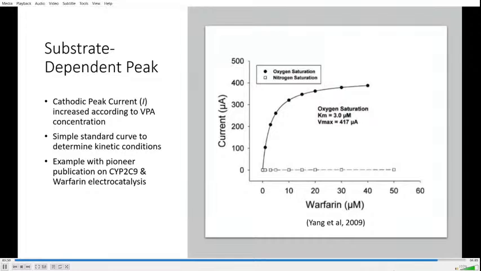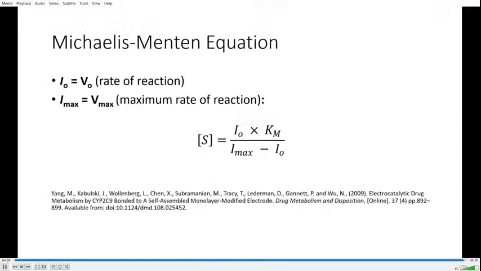Now, what this results in is a substrate-dependent peak, which means that if you plot the current versus concentration of substrate, you will get a very clear curve, which will allow us to determine the kinetic conditions of the enzyme and predict the specific concentration at which a current will occur. If we measure this current, we can therefore measure the concentration. Thank you for listening.